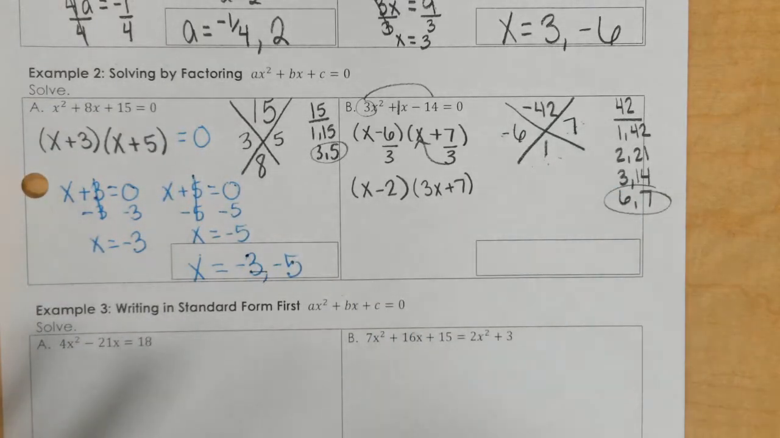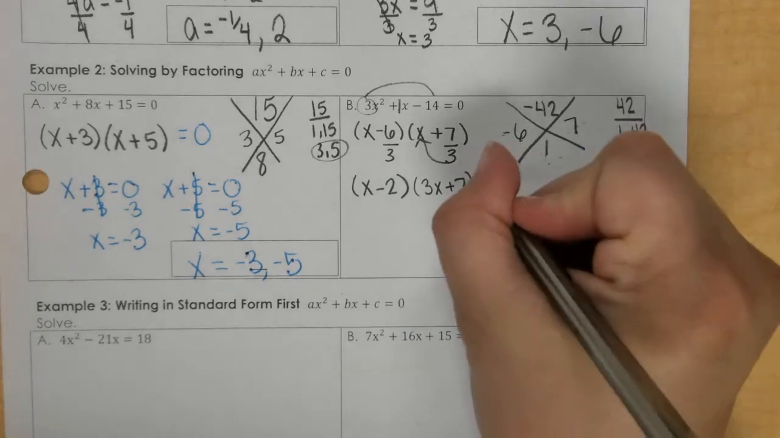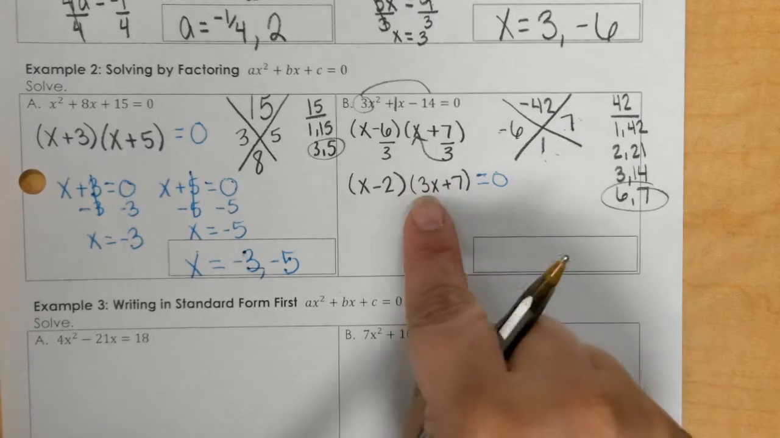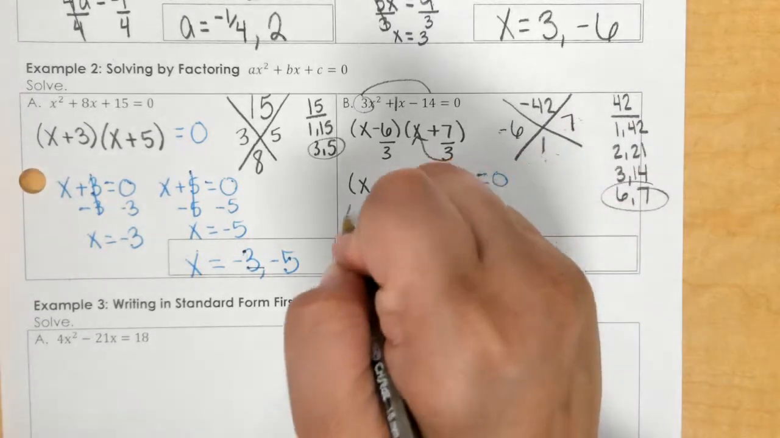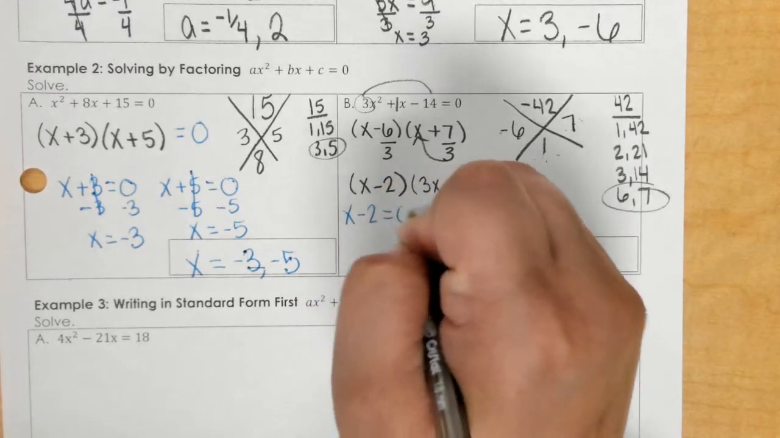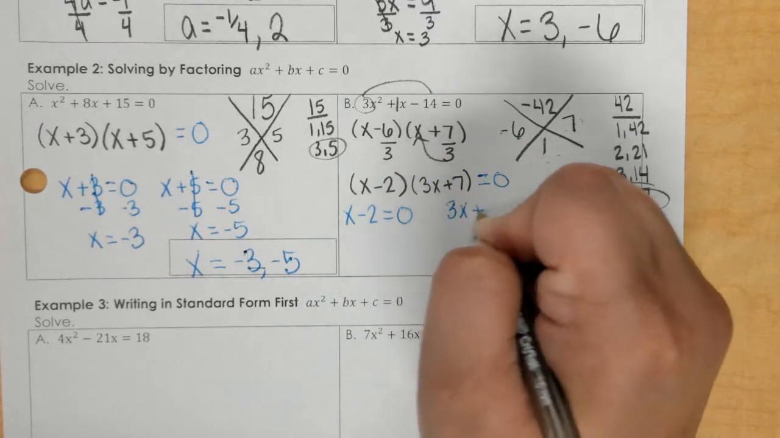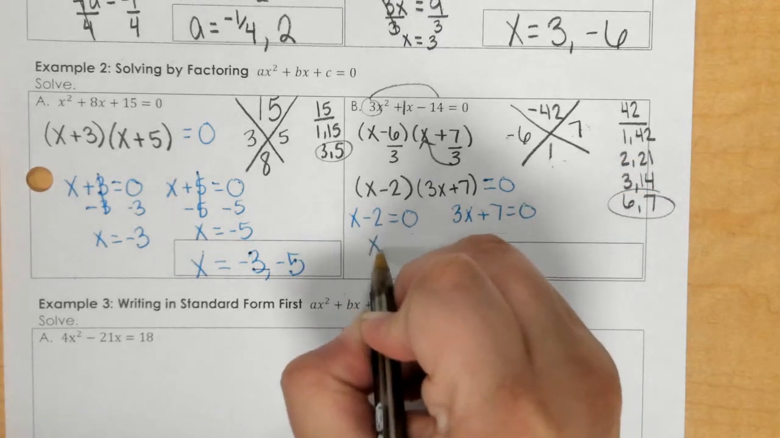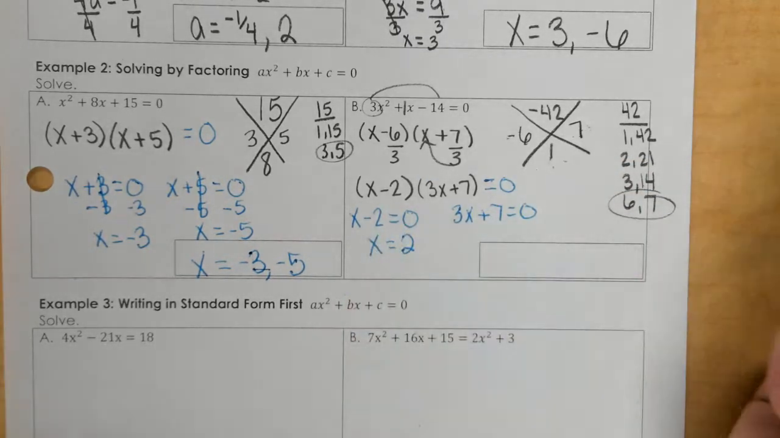Okay, so at this point we have factored. We know how to factor bottoms up. We have done that. Now we set equal to 0. And we set this equal to 0 and this part equal to 0. And we solve each equation. So for here, x would equal 2. We would add 2 to the other side.